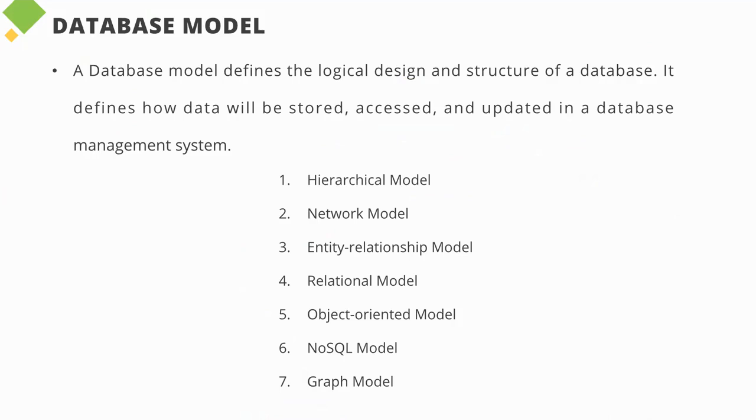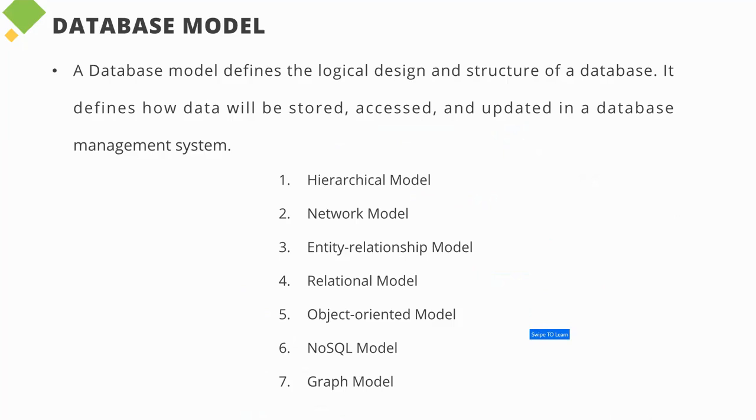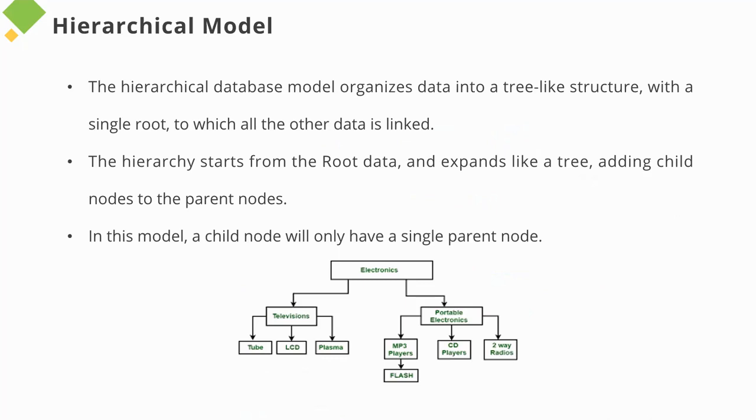So here we have the most used popular database models. Those are the hierarchical model, network model, entity relationship model, relational model, object oriented model, NoSQL model, and graph model. We'll be seeing about these 7 different types of database models in this video itself. So let's see the first database model, that is the hierarchical model.